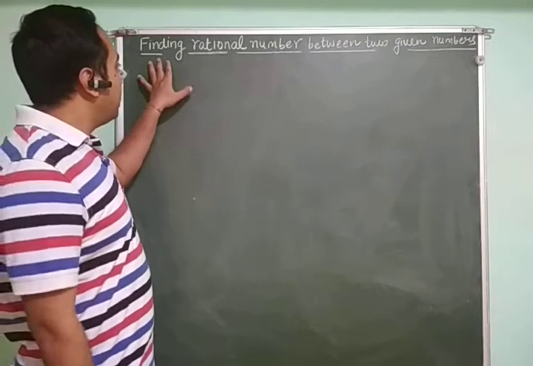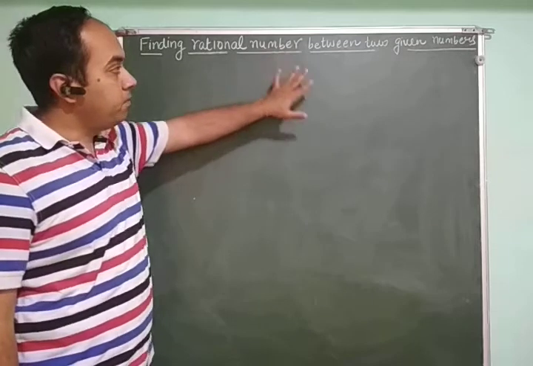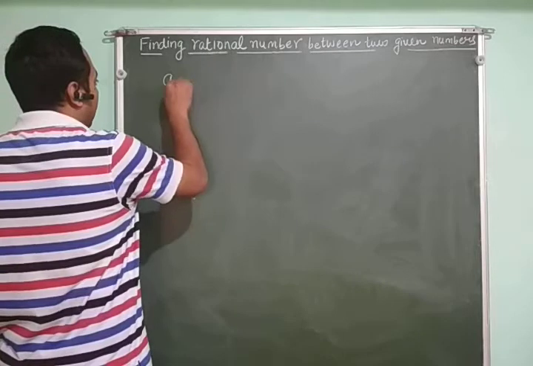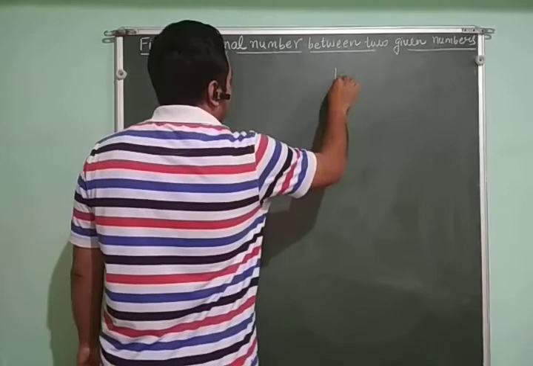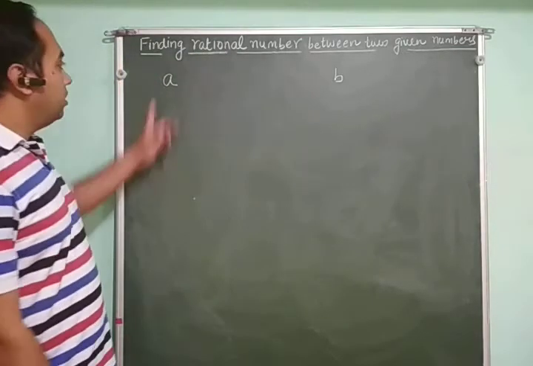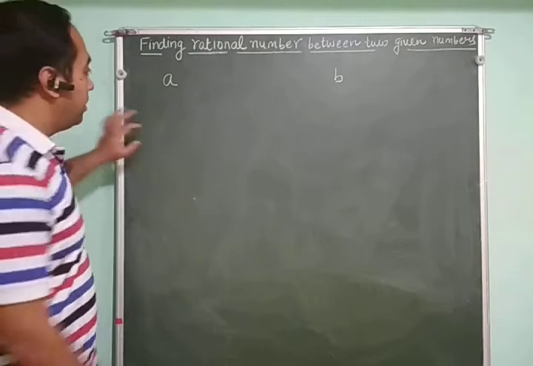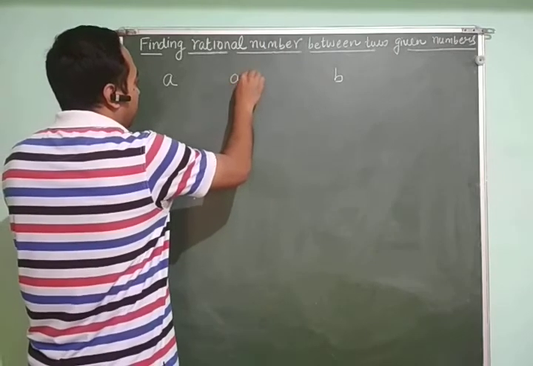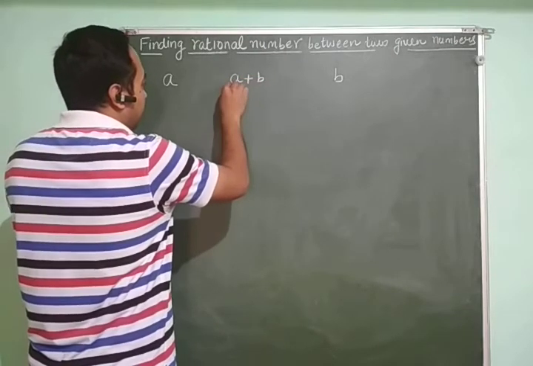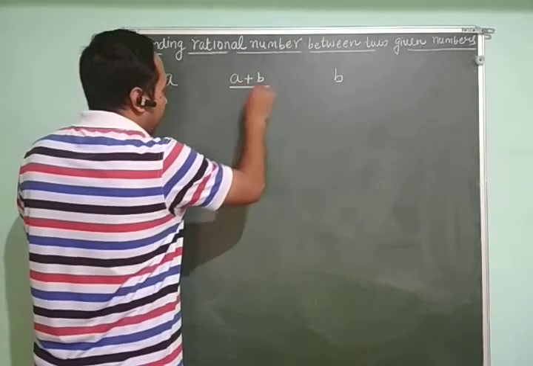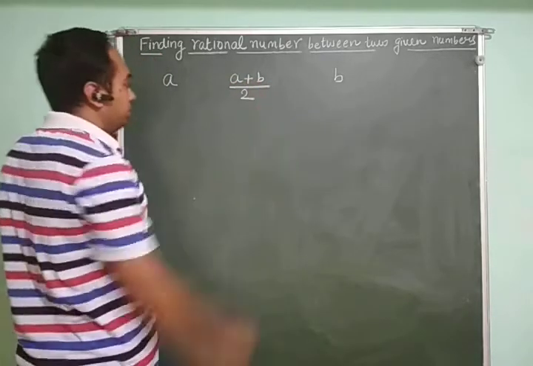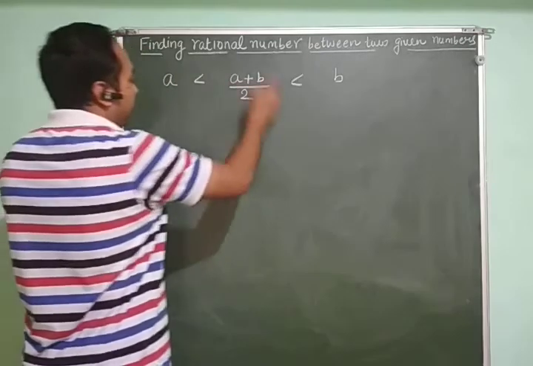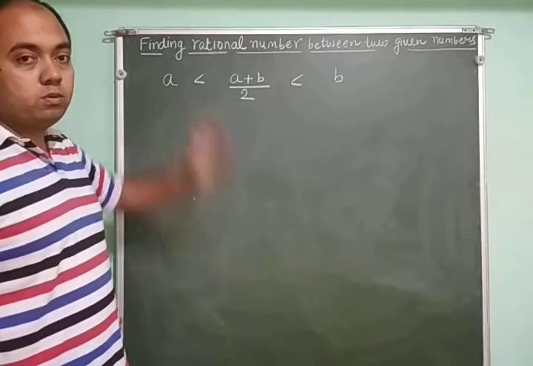Now, the topic is finding a rational number between two given numbers. Suppose A and B are two given numbers. Then a rational number between A and B is obtained by adding A and B and dividing it by 2. So a rational number between A and B is given by (A + B) upon 2.